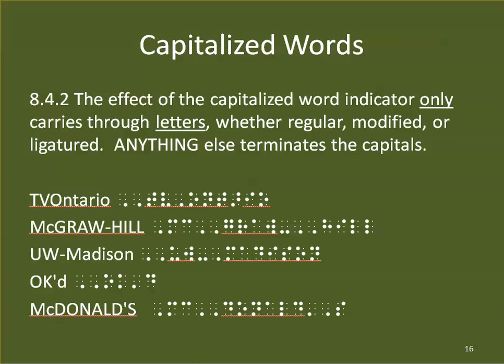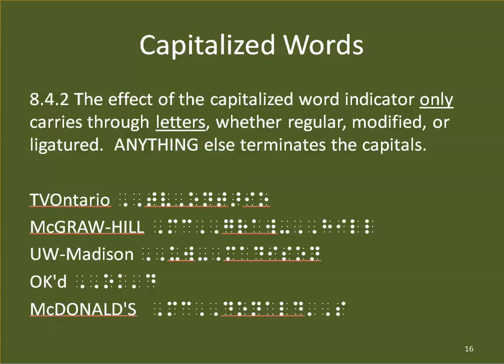Believe it or not, technically the correct way to do it before was to capitalize TVO, then terminate the capitalization, and then carry on with NTARIO. That totally disrupted the whole reading sequence. And so some people, myself included, kind of fudged that and just used the single capital indicator and called it at that. I mean, it was fairly obvious from context. Here in UEB, it's official.